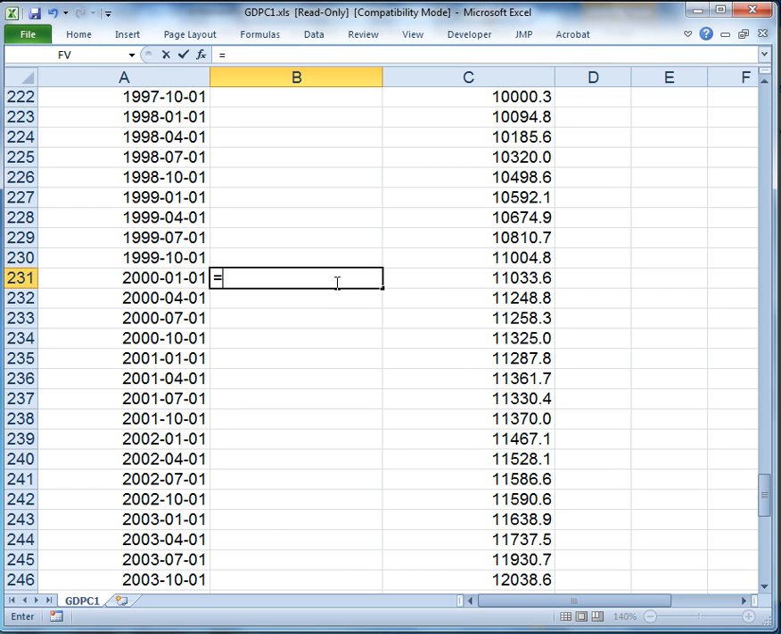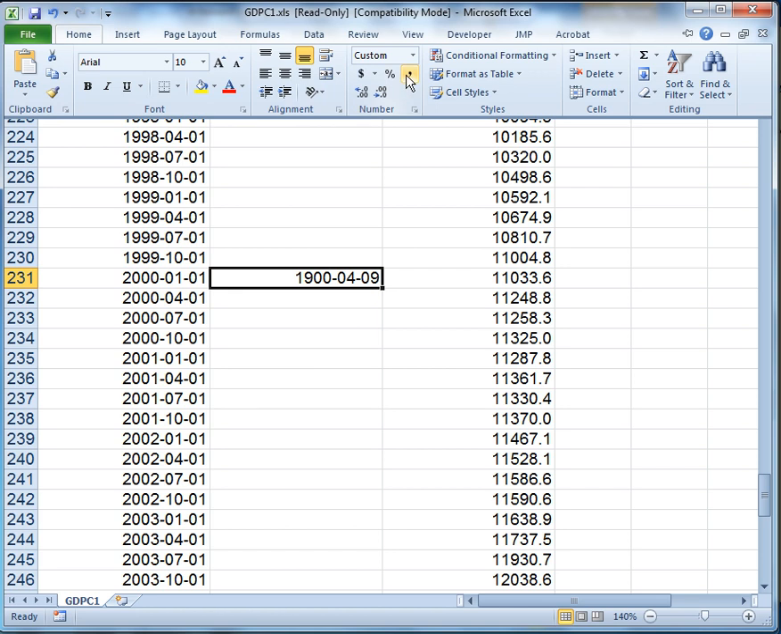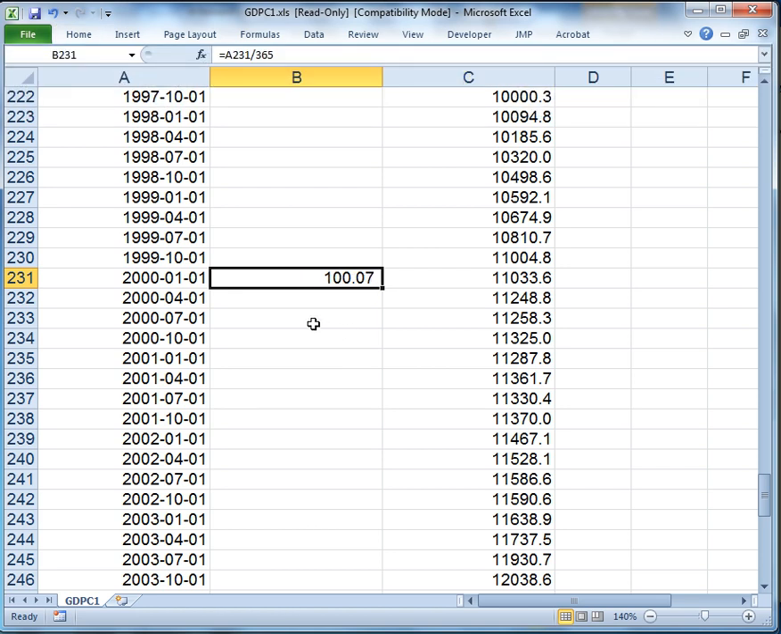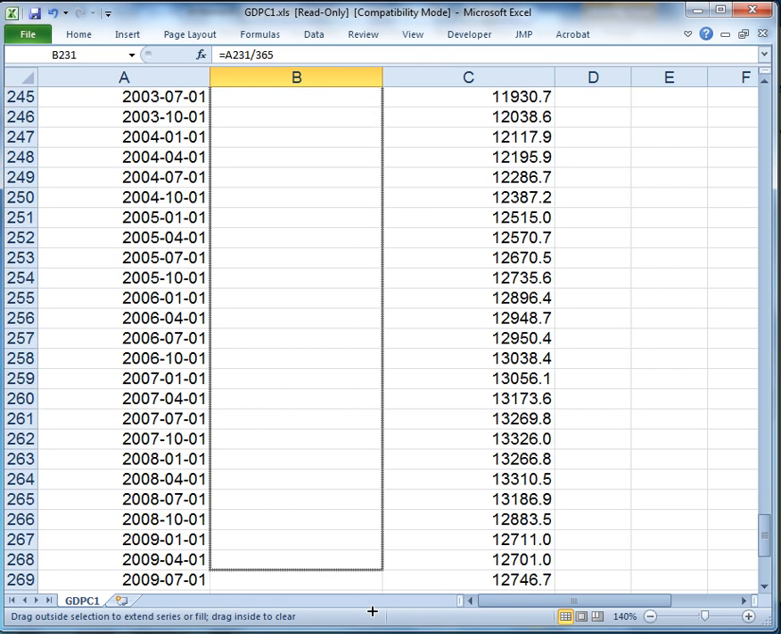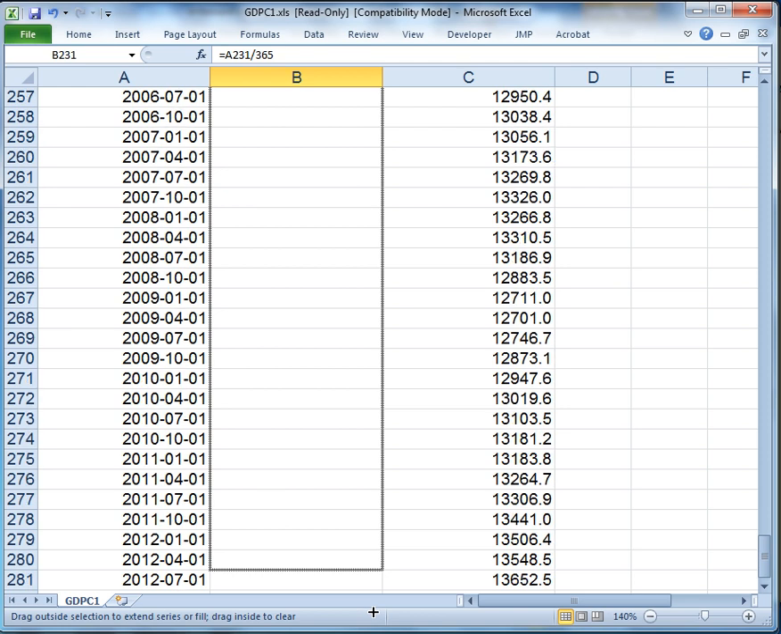So what I'd like to do is create a base year, which is a year out of this. I'm just going to take this number and divide by 365, and turn it into just a number. That's 100.07 years since the Excel dates started, which are January 1st, 1900, I believe. And so now we have years.